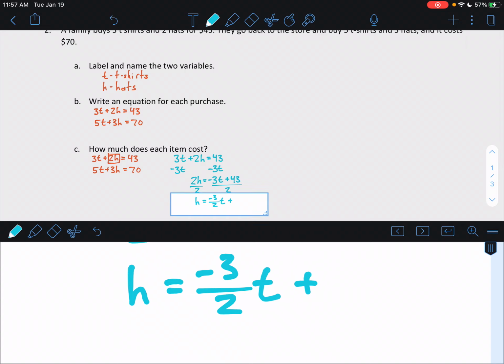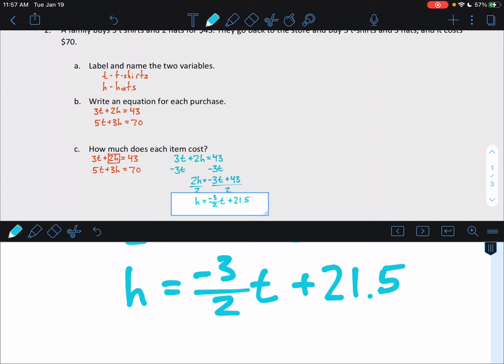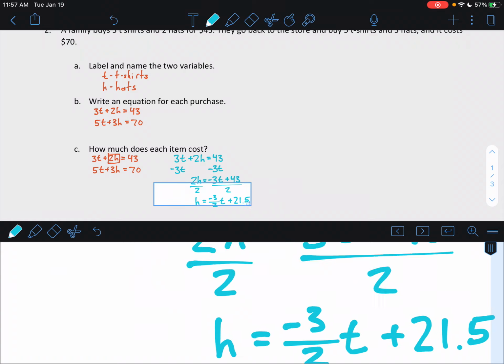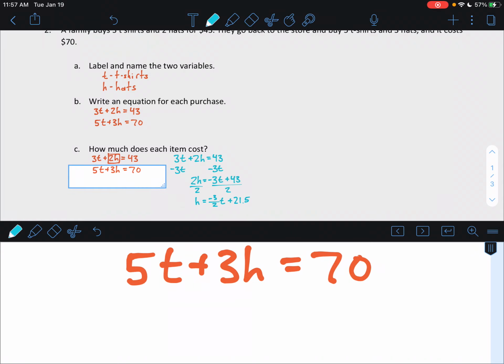I could leave that as a fraction as 43 over 2. You know, 43 over 2 works, but I'm just going to turn that into 21.5 because we are talking about a cost, so I don't feel bad about changing that to a decimal. So 43 divided by 2 is 21.5. So I have h equals negative 3 halves t plus 21.5. Now I'm going to plug that in to my second equation.